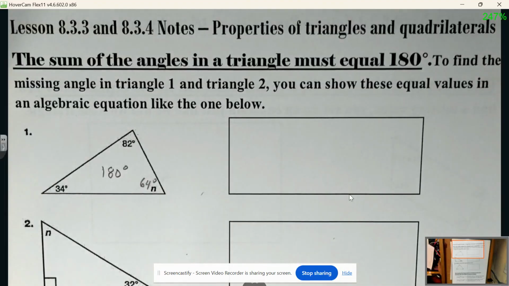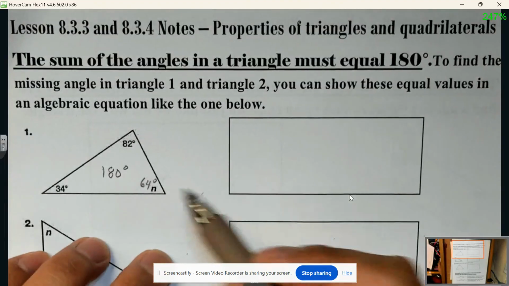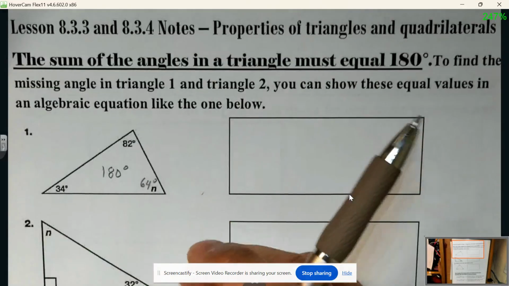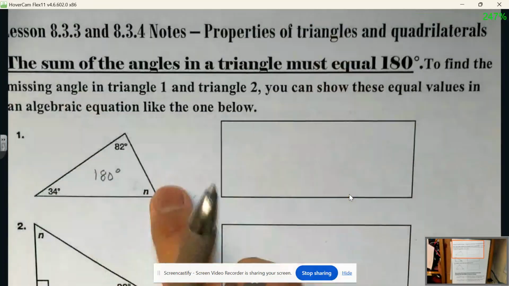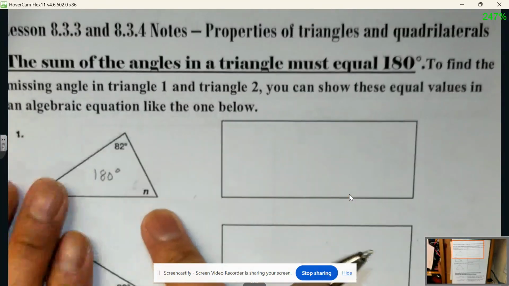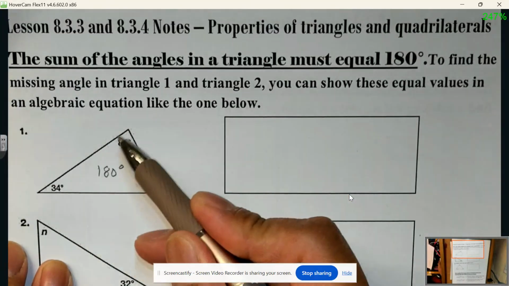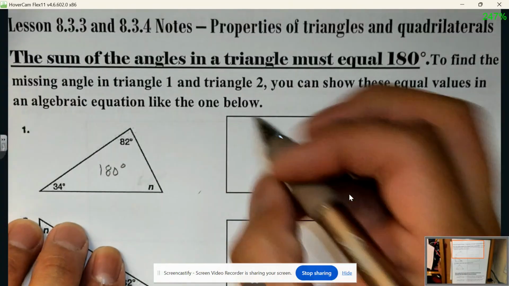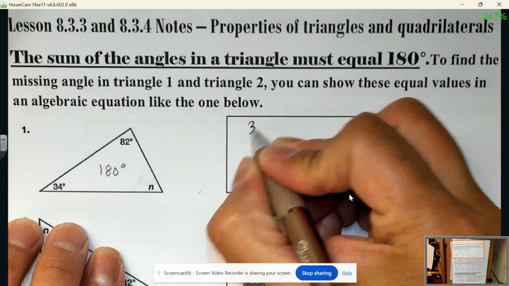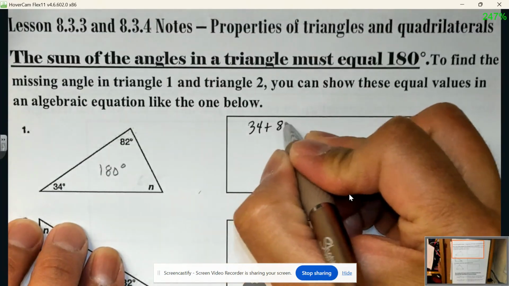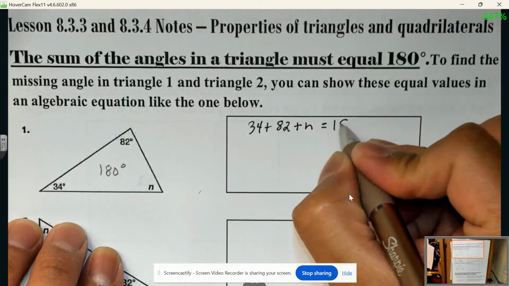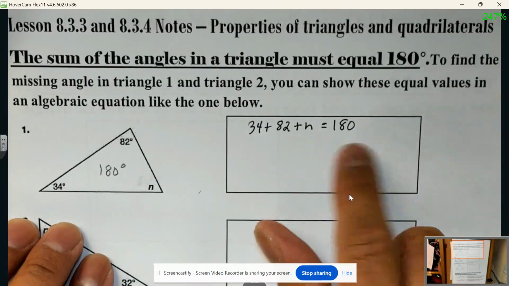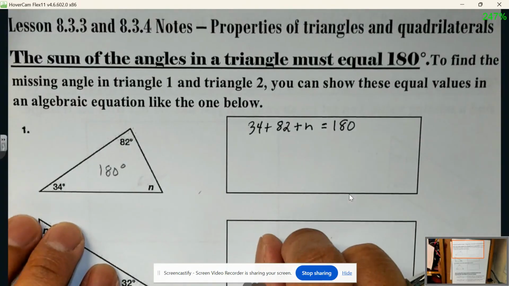Okay, so look at the three angles. Let's go back to the unknown. So this is n. So we're trying to find out n. We can make an equation since we know that this angle plus that angle plus that angle equals 180. So our equation would be 34 plus 82 plus n equals 180 degrees. And this is how we would solve it without a protractor.